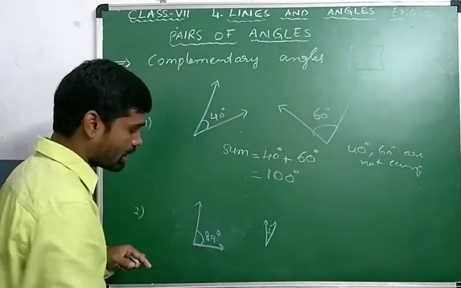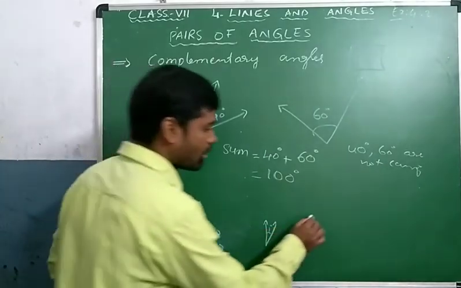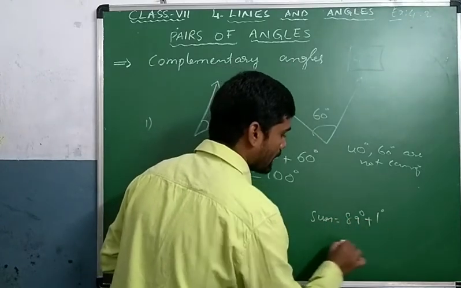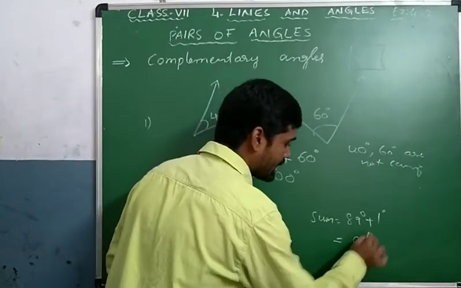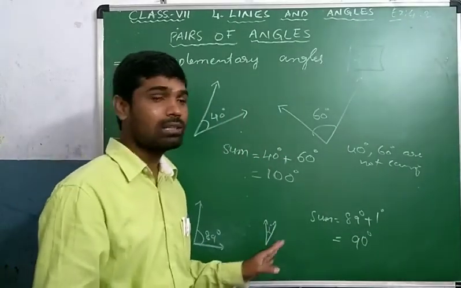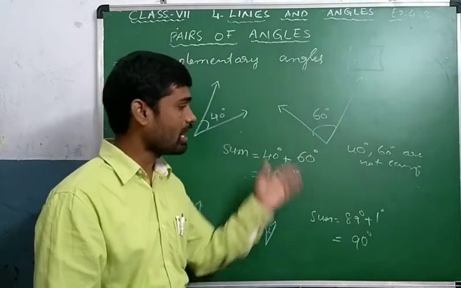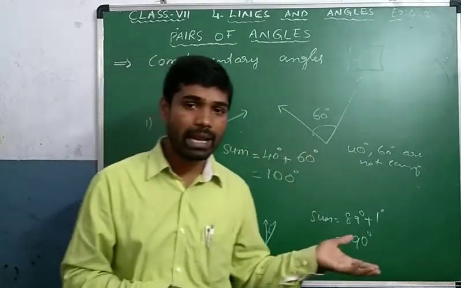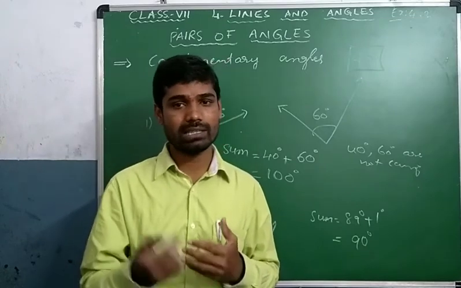Let us observe one more figure, 89 degrees and 1 degree. Let us check: the sum is 89 plus 1. So 89 plus 1, very easy, is equal to 90 degrees. Yes, it satisfies that. So now 89 and 1 both are complementary angles. So in this way we can check whether angles are complementary or not, and how to find the complementary angles. Let us see now.